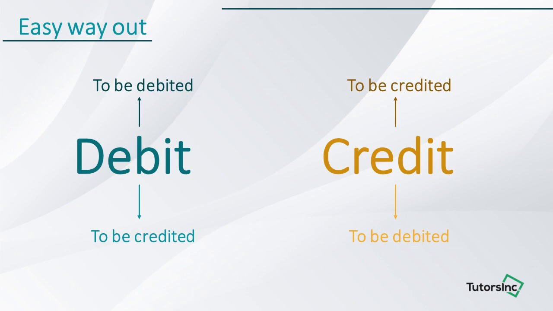Here is an easy way out to learn how to make journal entries. Always remember these two tricks. If a debit account increases in a transaction, the account will be debited. And if that account decreases, it will be credited, which is the opposite. Similarly, if a credit account increases in a transaction, it will be credited. And if it decreases, it will be debited.